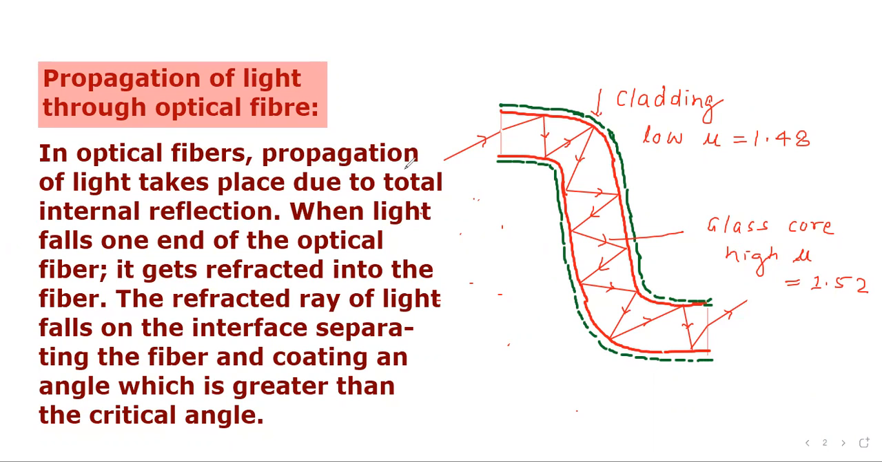In optical fibers, propagation of light takes place due to total internal reflection. When light falls on one end of the optical fiber, it gets refracted into the fiber. The refracted ray of light falls on the interface separating the fiber and the coating at an angle which is greater than the critical angle. So the necessary condition is that this angle must be greater than the critical angle. In every case, the angle of incidence must be greater than the critical angle so that total internal reflection occurs, and finally light passes through it.